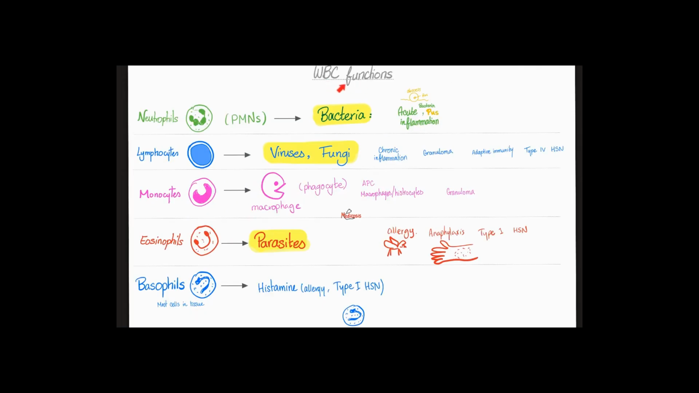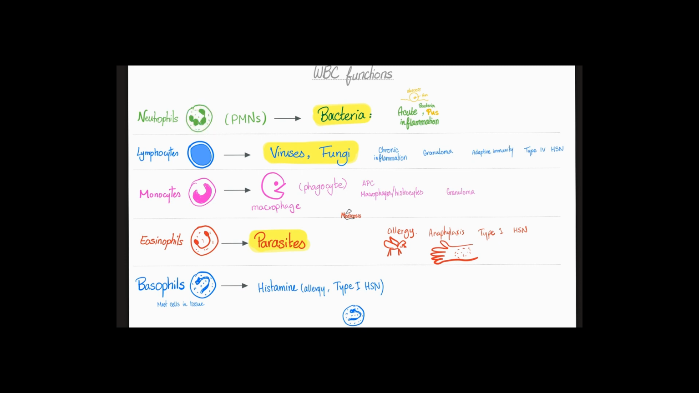Let's review the functions of the white blood cells. Neutrophils, remember, they attack bacteria. They cause acute inflammation. They secrete pus. That's why we call them the pus cells. You can also call them the polymorphonuclear leukocytes. Why polymorphonuclear? Because their nucleus has a weird shape, many shapes.